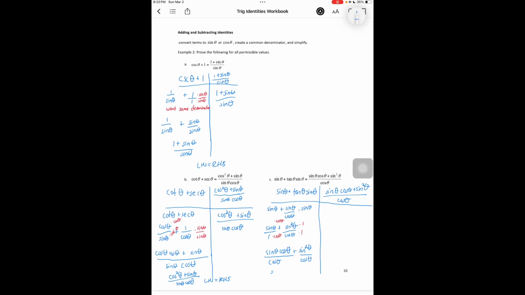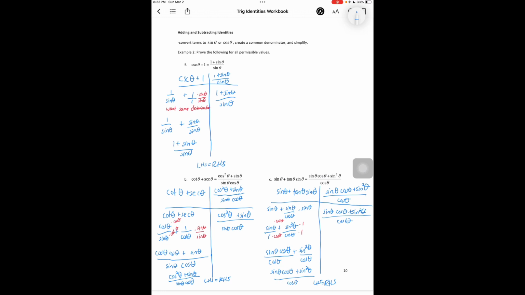And then if you combine all this together, you should get sine theta cos theta plus sine squared theta over cos theta. And then we see that that's the exact same thing as the right side. Left hand side equals right hand side.